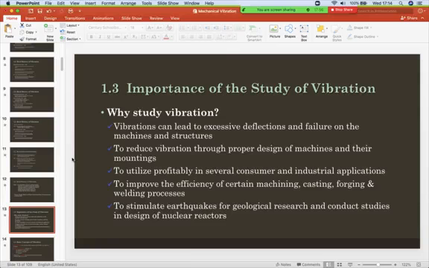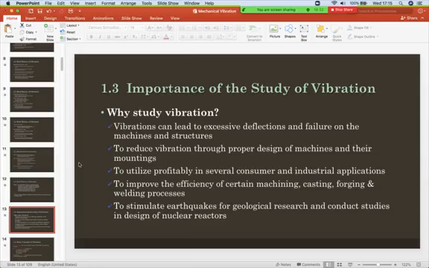To reduce vibration through proper design of machines. No? This is why we need to design machines and even study the material strength and quality. And even their mounting supports are very important to get the moment of inertia and be able to find the right proportion of mounting, the actual spacing or the concentration of the weight with a given inertia. To utilize vibration profitably in several consumer and industrial applications.